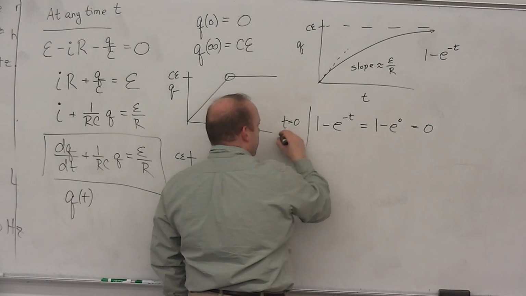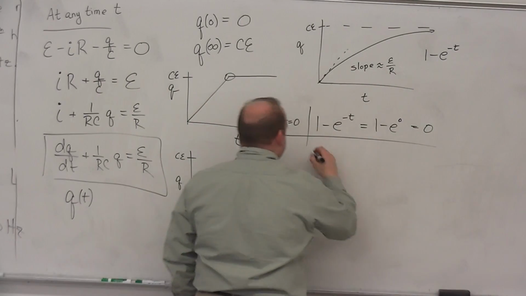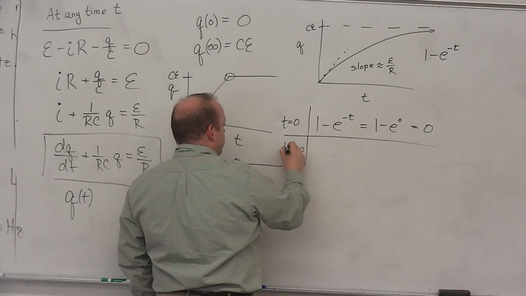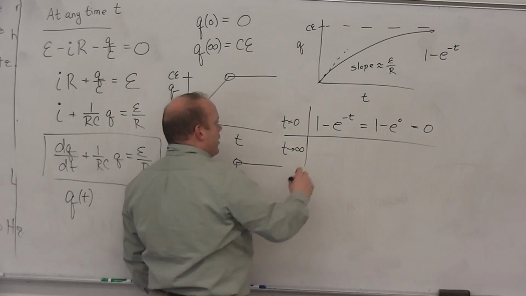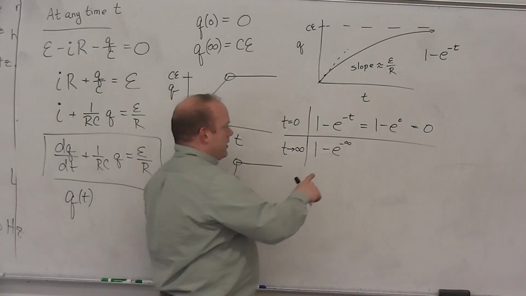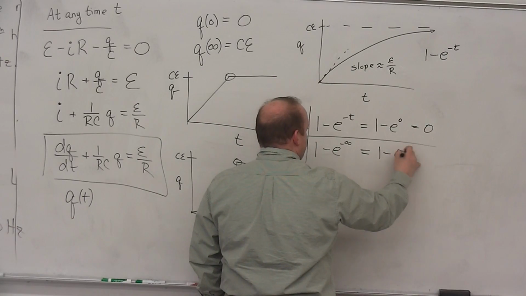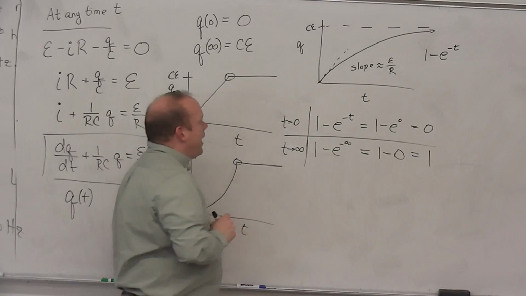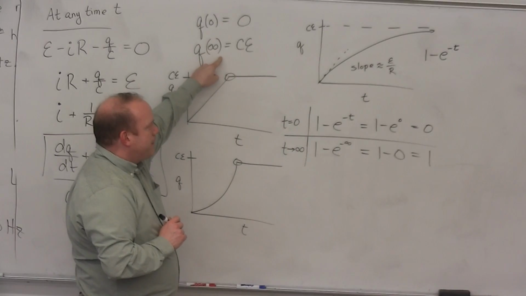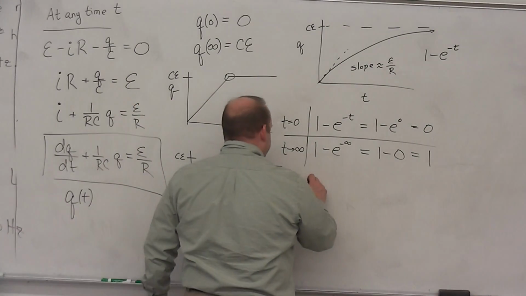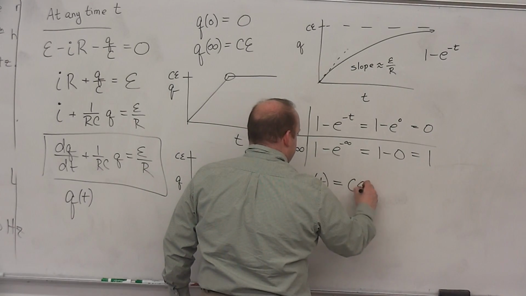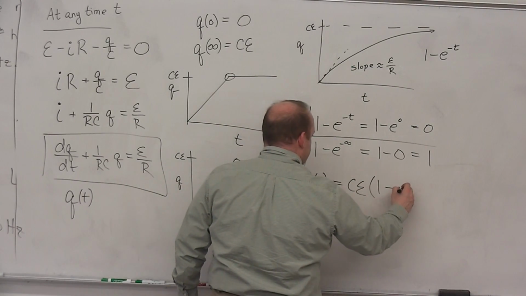And now, we'll have t approaches infinity. Make math teachers happy. Have it approach infinity. Okay? 1 minus e to the negative infinity would be 1 minus 0, which gives you 1. Okay. Useful. But I don't want it to equal 1, I want it to equal CE. So now, my Q as a function of time is going to have something of the form CE times 1 minus e.